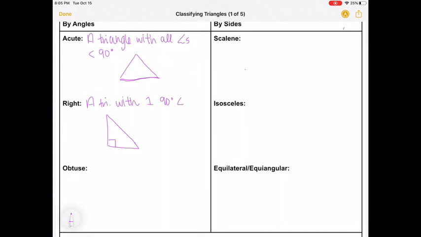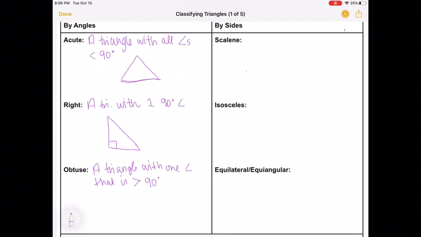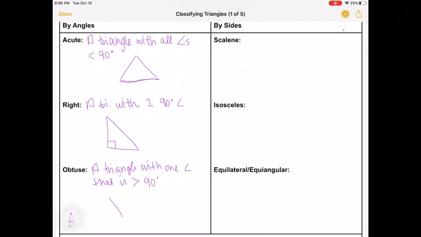All right, an obtuse triangle is a triangle with one angle that is greater than 90 degrees. Again, just one of them, or we would go over that 180 degree max. So it might look kind of like that.